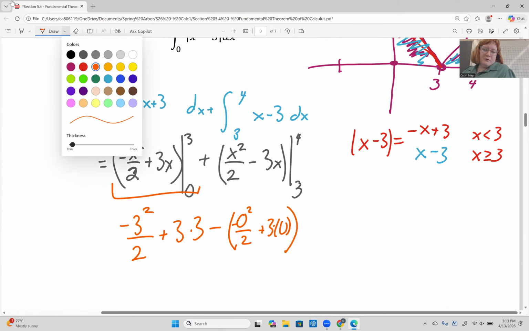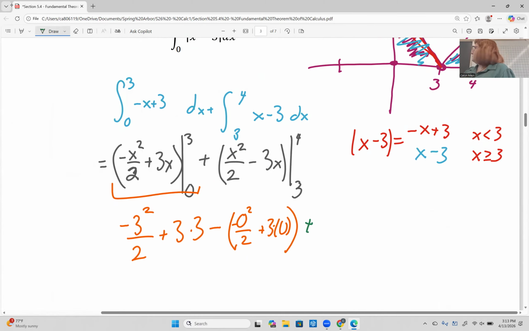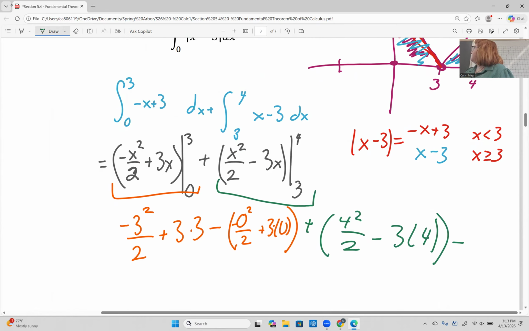Second one, what gets plugged in first? 4. 4 squared over 2 minus 3 times 4 minus 3 squared over 2 minus 3 times 3. Just enough room, barely. Things that go away. Yeah, the whole 0 thing.